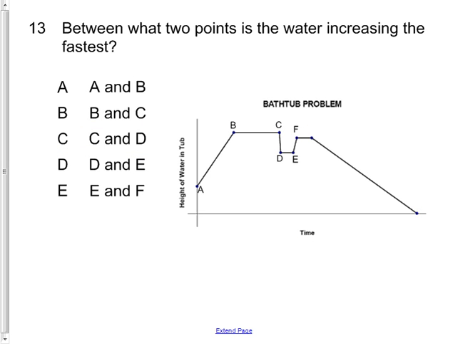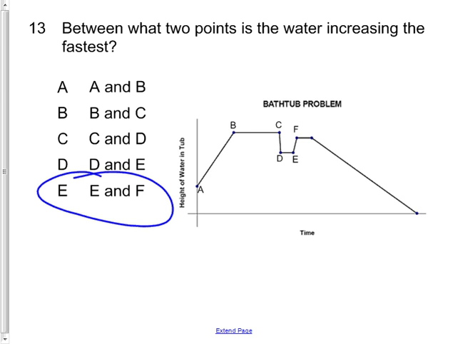All right. Between what 2 points is the water increasing the fastest? Well, on this one, there is more than one spot where it's increasing. A to B or E to F. So E to F looks steeper to you? I agree. It looks steeper to me, so I would have said E to F.